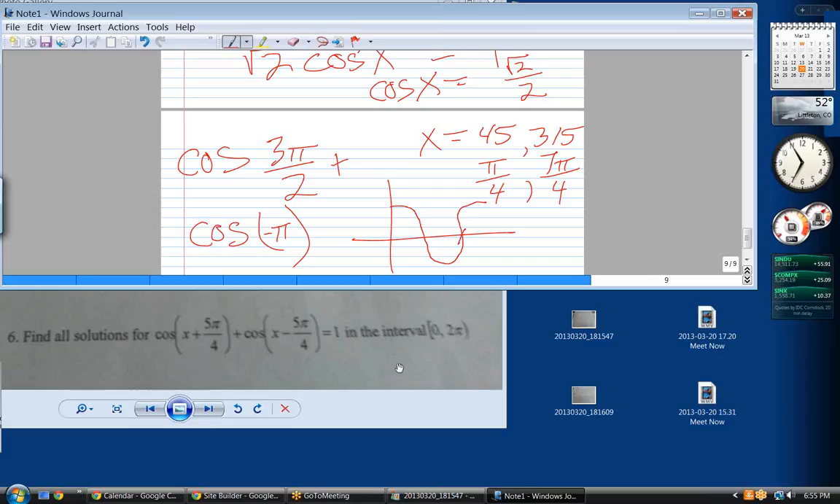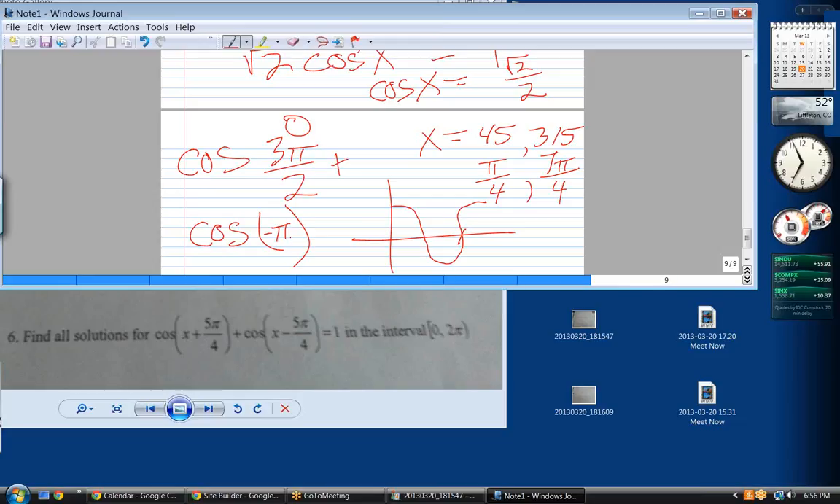3 pi over 2 is 0. Very good. And what's the cosine of minus pi? It would still be 1, right? No, negative 1. Hold on. No, you're right. Just a second. I'm confusing myself here.